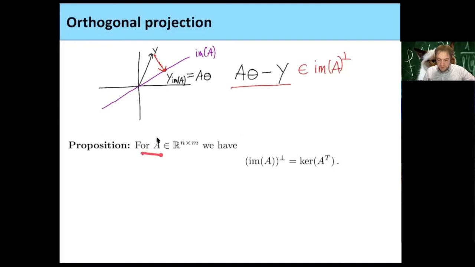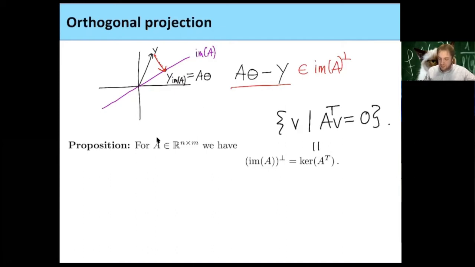The statement is, if I have a matrix and I'm interested in the orthogonal complement of the image of this matrix, then this is the same as the kernel of the transpose. These are just fancy words, but the definitions are quite simple. These are just all vectors v such that A transpose times v equals 0. And why does this have to do with the orthogonal complement of the image of A?